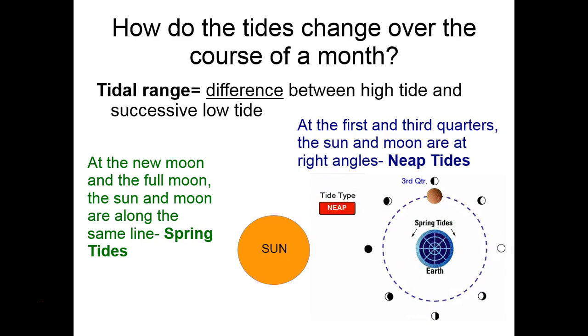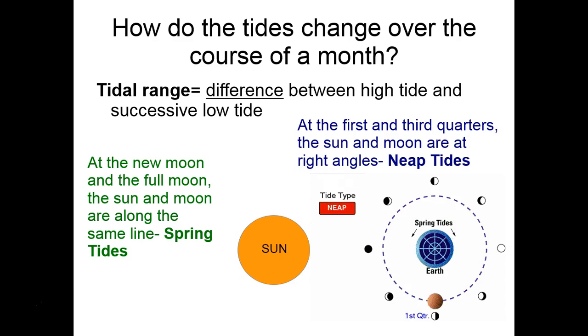Okay, so when they create bulges that are directly in line with each other, then we experience the greatest tidal range. That means we experience the highest high tides and the lowest low tides. When the solar tide and the lunar tide are not in line with each other, in other words, when the moon, the sun and the earth create a right angle, like when there's a first quarter moon or a third quarter moon, the bulges that are created are opposing each other.